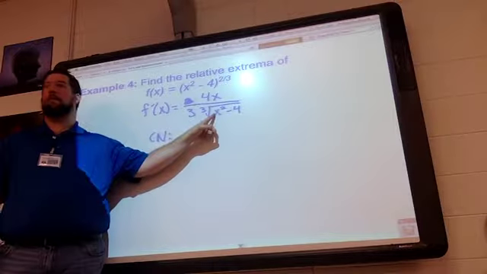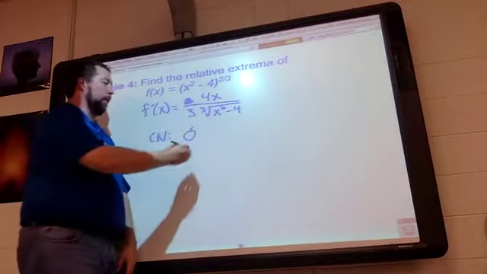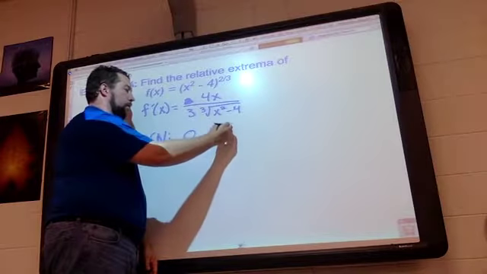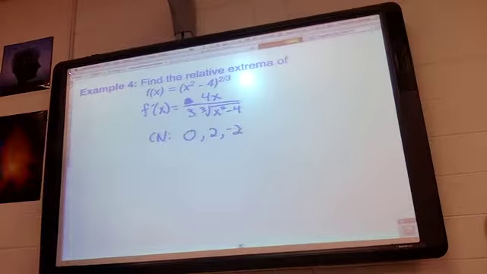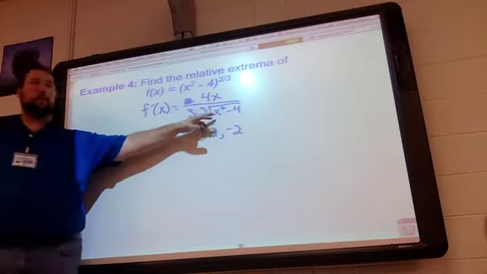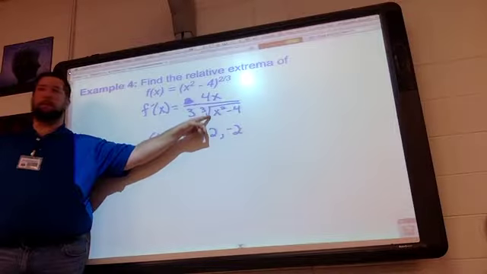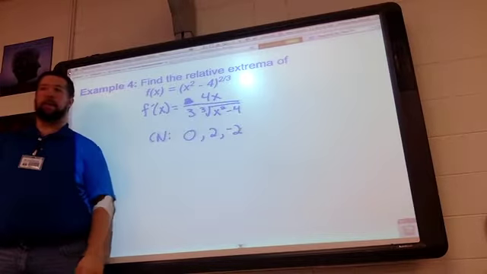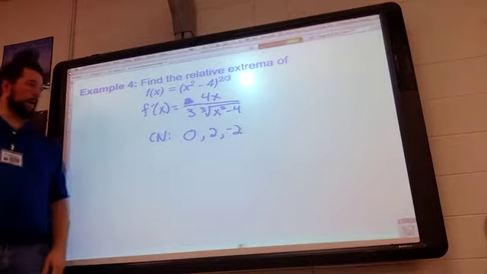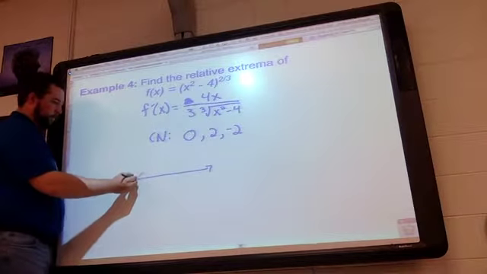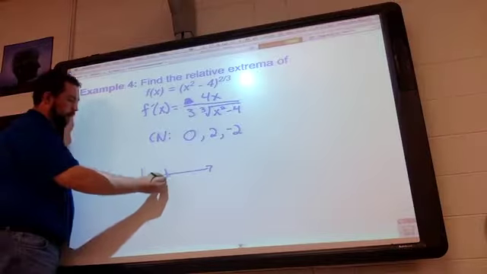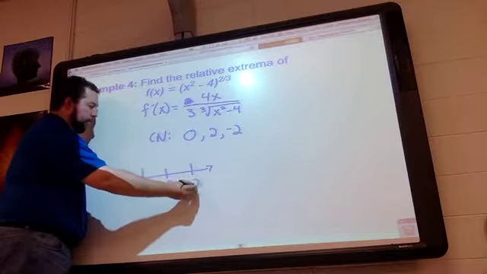Zero, 2, and negative 2. So what makes the top 0 and what makes the bottom 0? Top is 0. Bottom is whatever makes this root 0, which will be 2 and negative 2. All right, so we do a little number line. We got negative 2, 0, and 2.